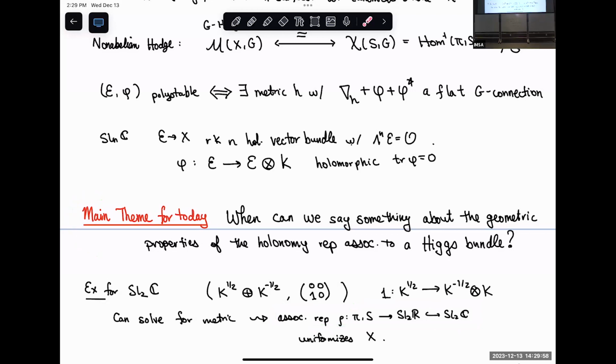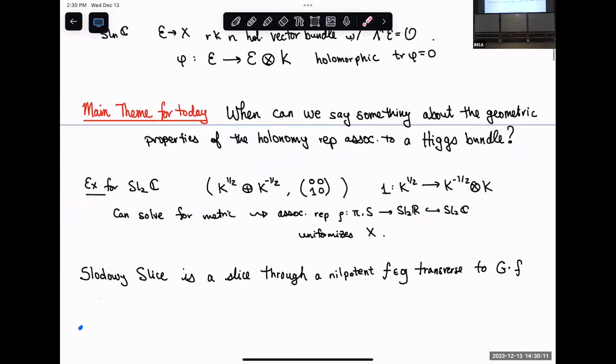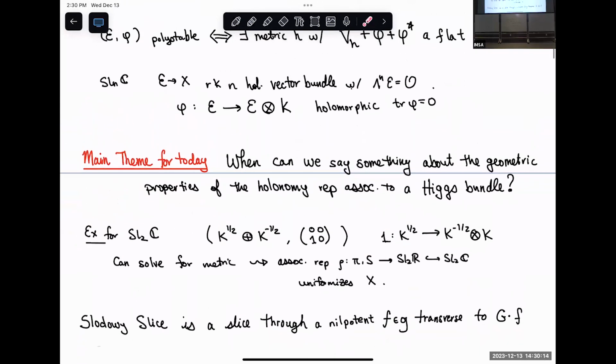Unfortunately, this and a slight generalization of this is one of the only times you can get such information out of the actual equations. Okay, so in the title of the talk, there's this Slodowy slice. So let me tell you about the Slodowy slice, which is just a Lie theoretic thing. The Slodowy slice is a slice through a nilpotent element of a Lie algebra. It's transverse to the G-orbit.